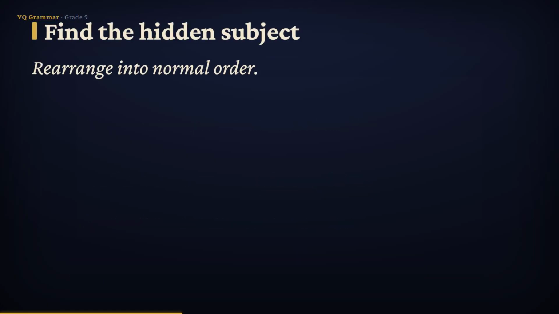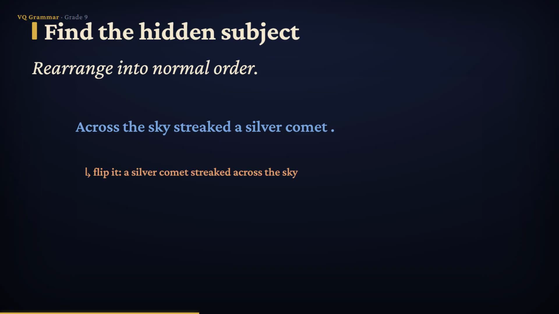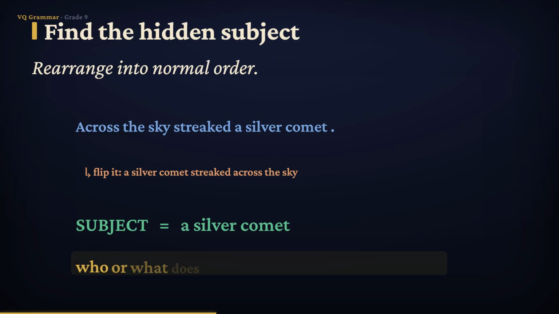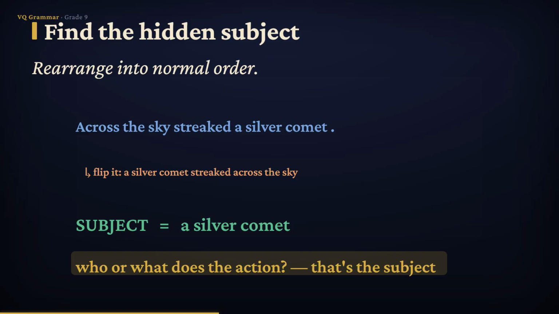So how do you find the subject when a sentence is inverted or scrambled? Here's the reliable trick. Mentally rearrange it into normal order. Take across the sky streaked a silver comet. Flip it back into everyday order and you get a silver comet streaked across the sky. Now the subject is obvious. A silver comet is doing the streaking, so a silver comet is the subject. Whenever the order confuses you, just ask who or what does the action, and rearrange until the answer is clear.